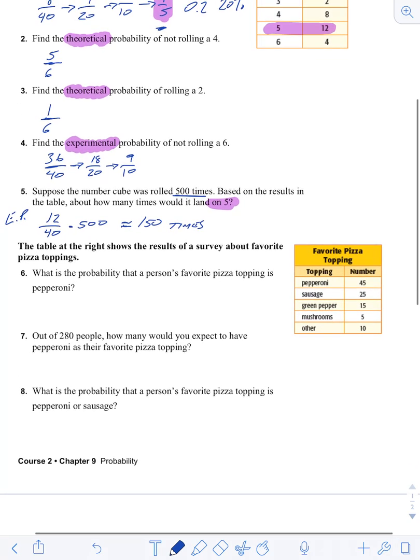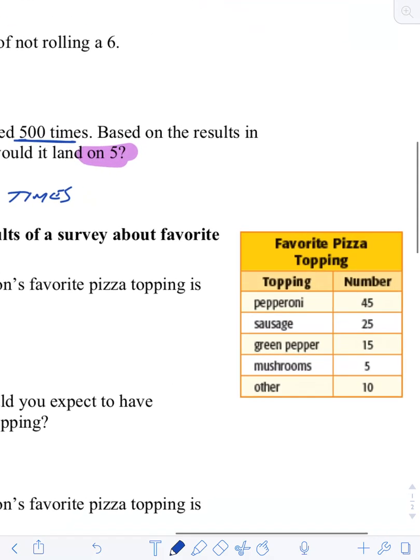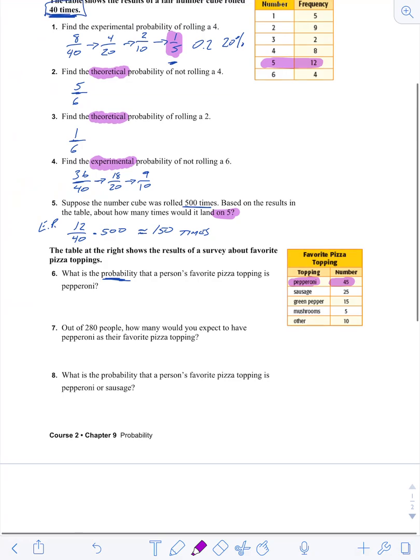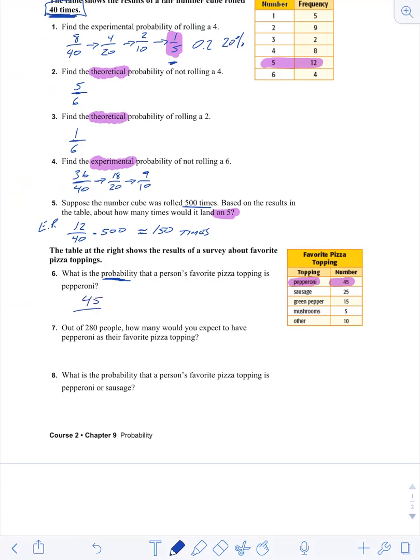Okay, let's go down to number 6. Now we have a new table, a pizza. The table on the right shows the results of a survey about favorite pizza toppings. Okay, number 6. What is the probability that a person's favorite pizza topping is pepperoni? Well, I go over here again and I see that 45 chose pepperoni. That's my numerator. So 45 people chose pepperoni.